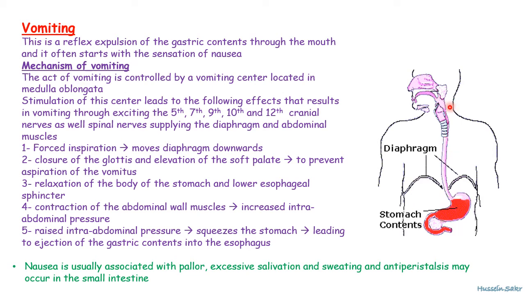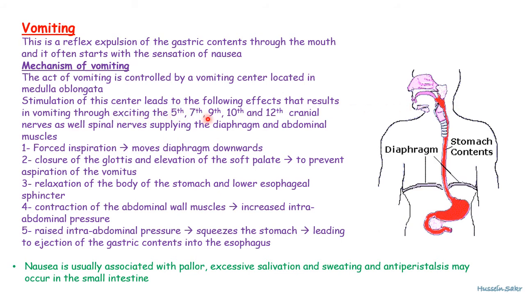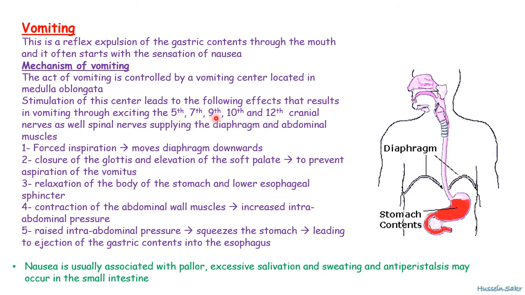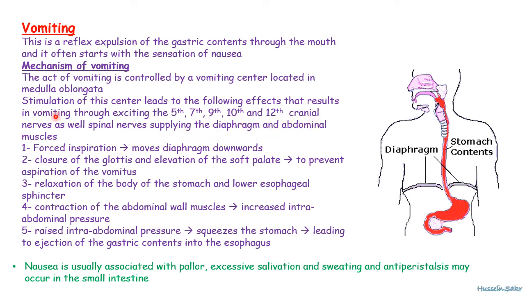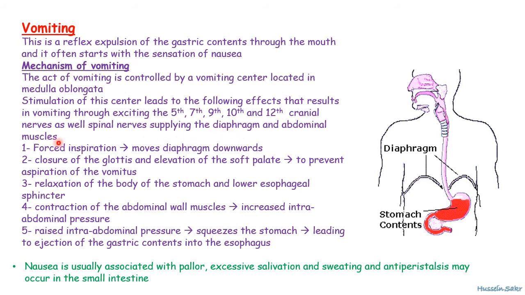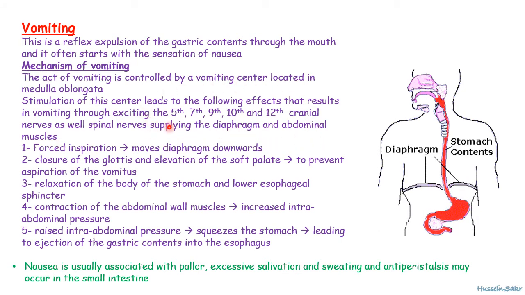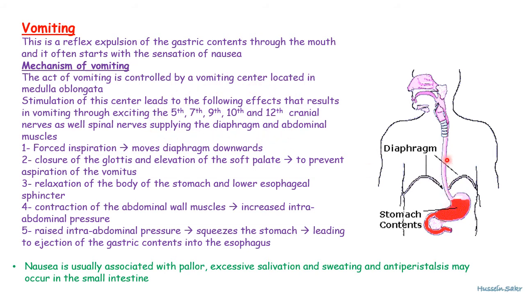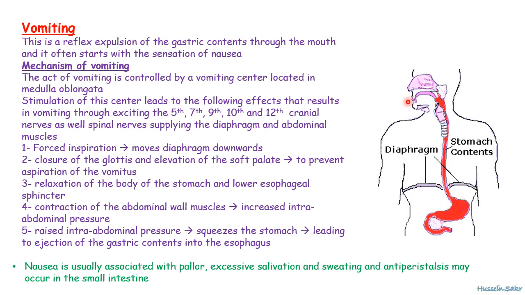Stimulation of the vomiting center located in the medulla oblongata is going to stimulate the 5th, 7th, 9th, 10th, and 12th cranial nerves. This means the trigeminal, facial, glossopharyngeal, vagus, and even the hypoglossal nerves, with some spinal nerves supplying the diaphragm, especially the phrenic nerve, and the abdominal muscles. These work in coordination to produce the expulsion of the gastric contents to the esophagus, to the pharynx, and then through the mouth.